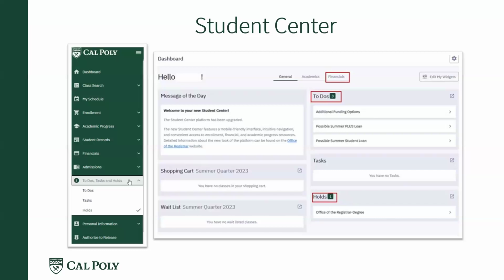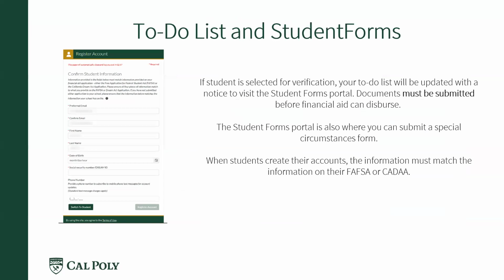This is another view of what the Student Center looks like. Note that students should be attentive to any to-do lists or holds, as we may be asking for documents. Holds can be informational or they can prevent a student from registering for classes. We recommend students check their to-do lists and holds weekly. The to-do list is where a student will be notified if they are selected for review.